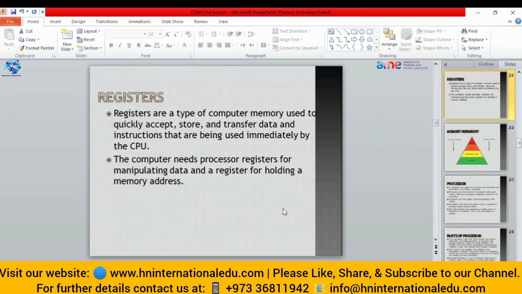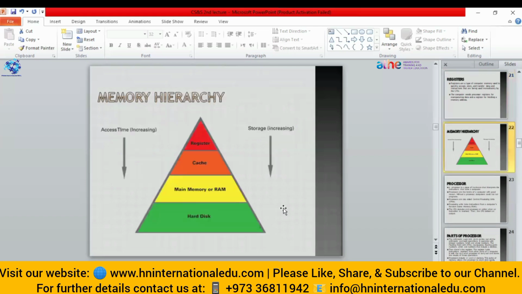Registers are the memory locations that are placed on the processor chip. So they can hold only a small amount of data. There are 32 or 64 registers. Each register has its own purpose. Some registers are used to accept the data, store the data, or for other purposes. Some are used to store addresses. They are the fastest memory inside the computer, because they are based on the CPU chip. The computer needs processor registers for manipulating data and a register for holding a memory address.